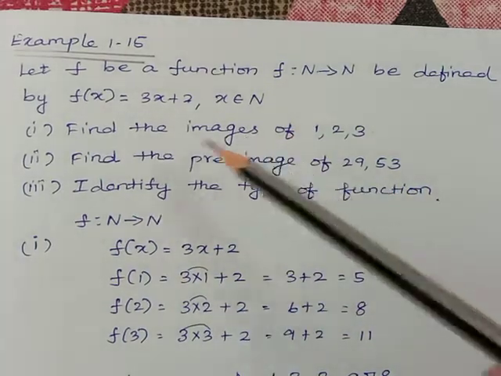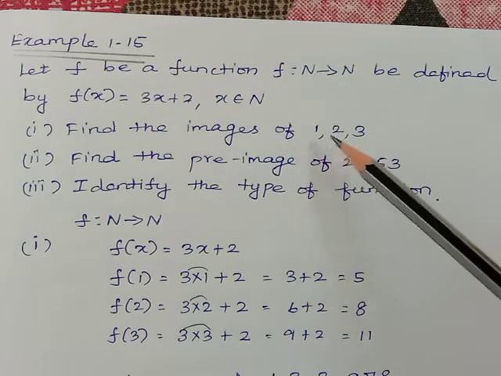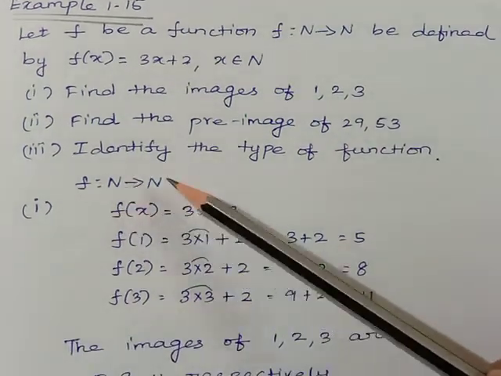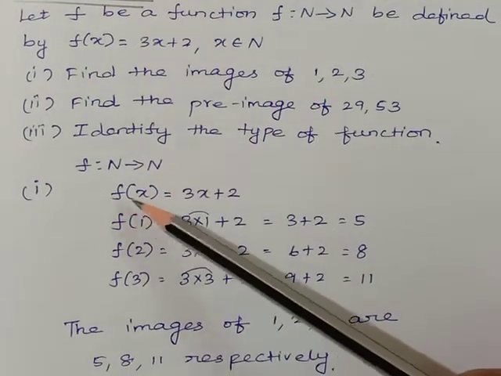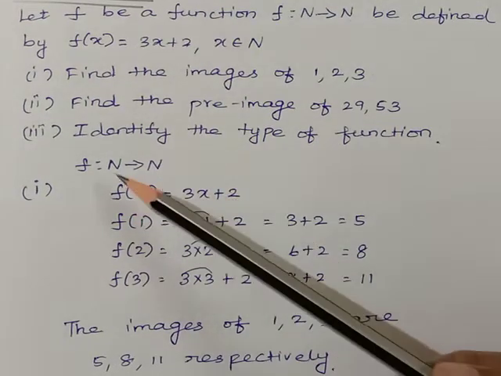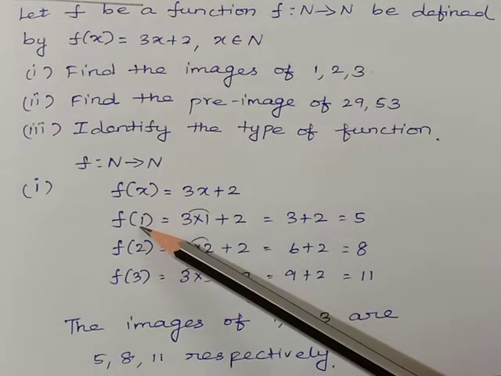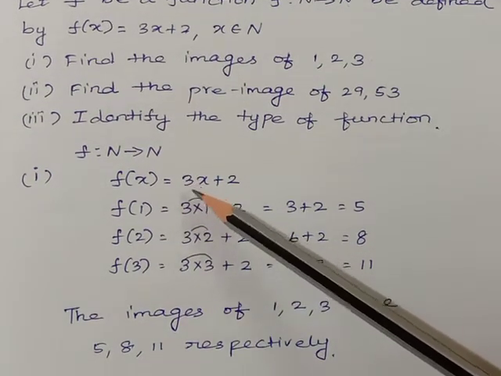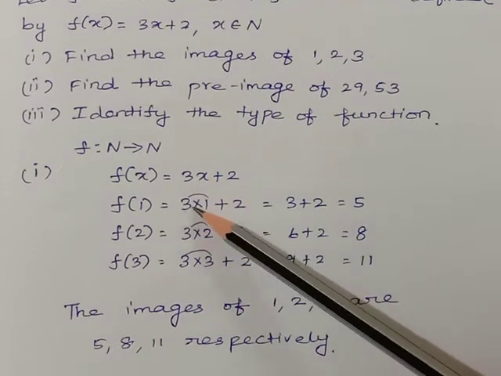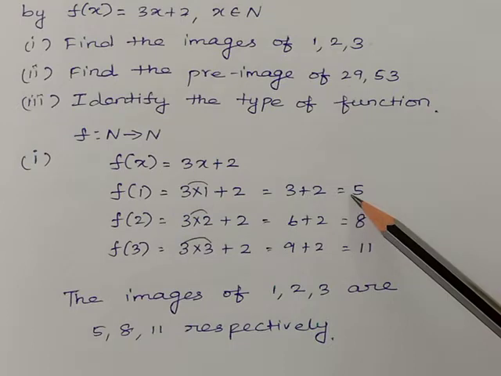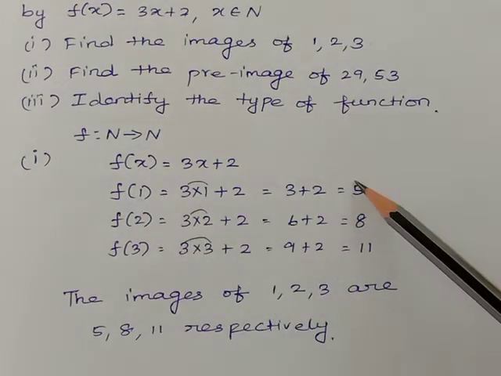So, first question, we'll find the images of 1, 2, 3. It is given the function is from natural numbers to natural numbers, and the function is f(x) = 3x + 2. Since it is from natural numbers, we'll start from 1. In the place of x, we'll write 1. So, according to the function, 3x + 2, 3 into 1 plus 2, 3 ones are 3, plus 2, 5. So, the image of 1 is 5.